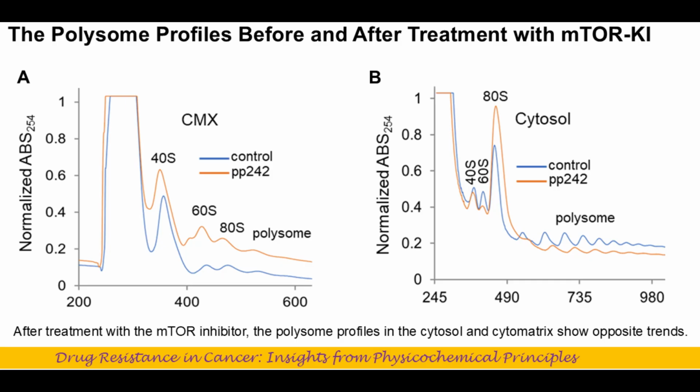Polysome profiling is a technique used to assess the activity of ribosomes and polysomes. After treatment with the inhibitor, the polysome profiles in the cytosol and cytomatrix show opposite trends. In the cytomatrix, the levels of polysomes and large ribosomal subunits increase in response to the inhibitor. In contrast, in the cytosol, the levels of large ribosomal subunits and polysomes decrease.